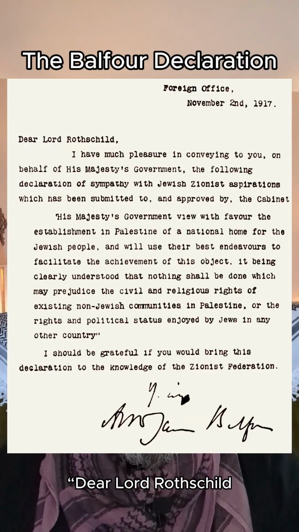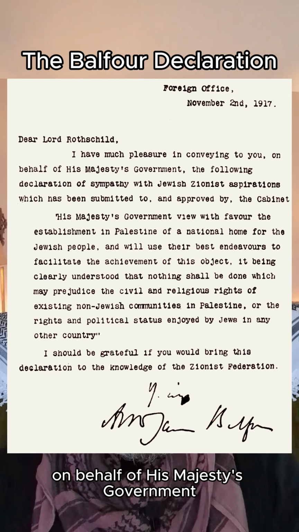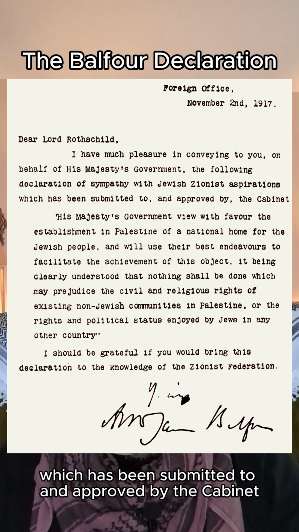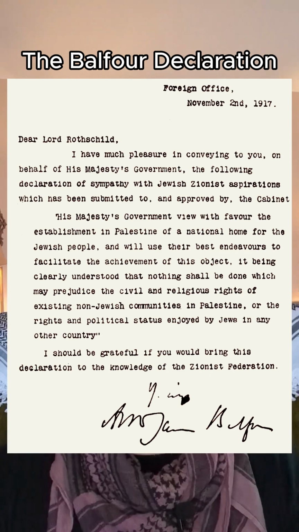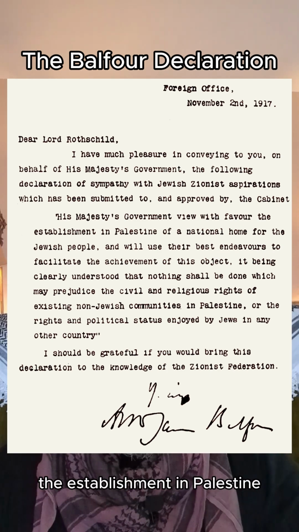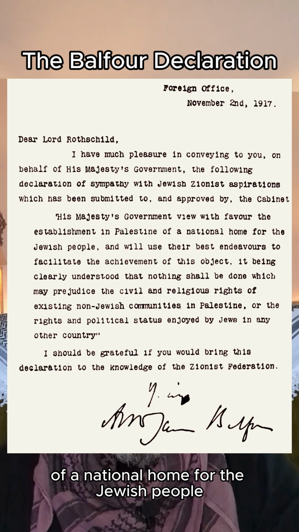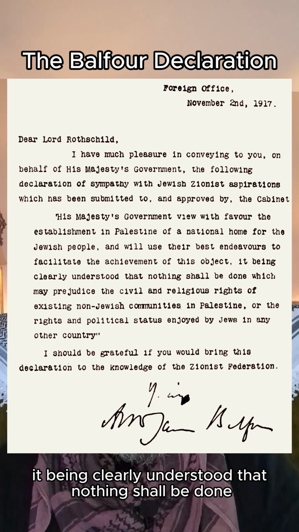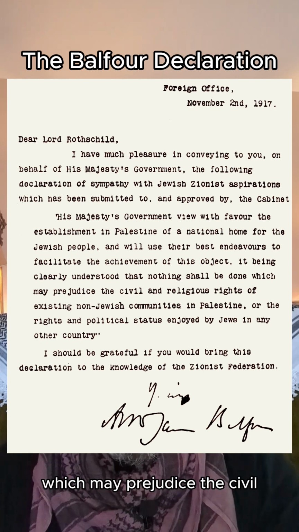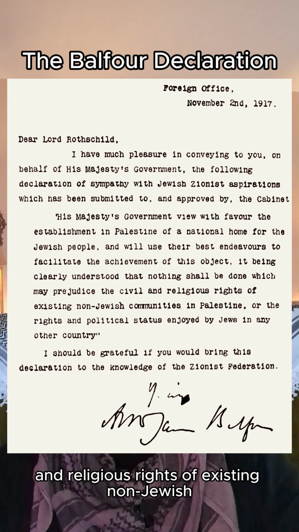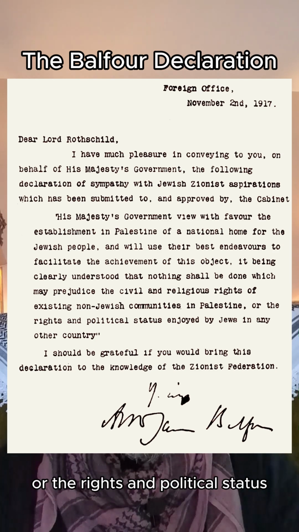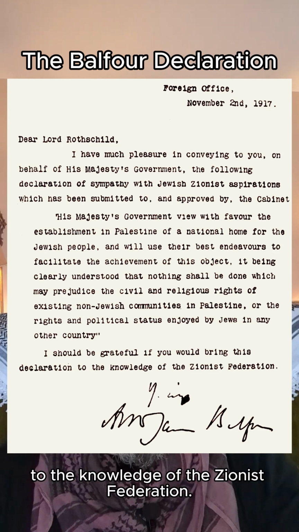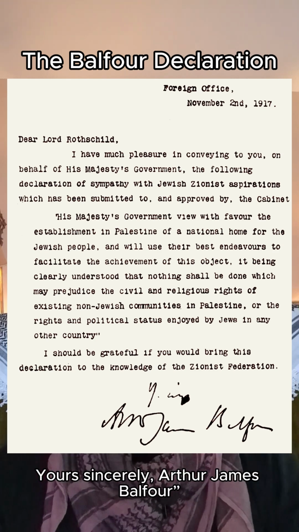Dear Lord Rothschild, I have much pleasure in conveying to you, on behalf of His Majesty's government, the following declaration of sympathy with Jewish Zionist aspirations, which has been submitted to and approved by the Cabinet. His Majesty's government view with favor the establishment in Palestine of a national home for the Jewish people, and will use their best endeavors to facilitate the achievement of this object, it being clearly understood that nothing shall be done which may prejudice the civil and religious rights of existing non-Jewish communities in Palestine, or the rights and political status enjoyed by Jews in any other country. I should be grateful if you would bring this declaration to the knowledge of the Zionist Federation. Yours sincerely, Arthur James Balfour.